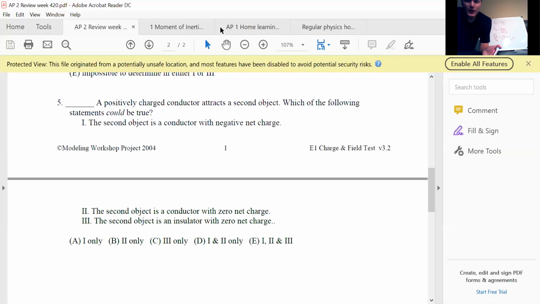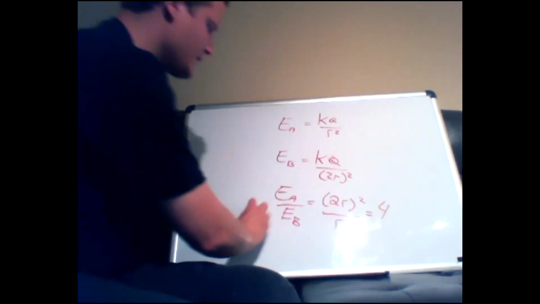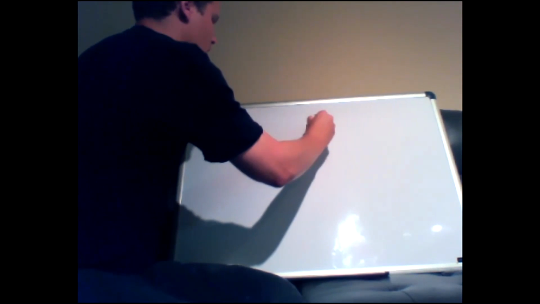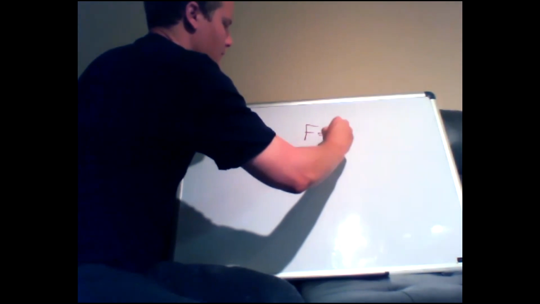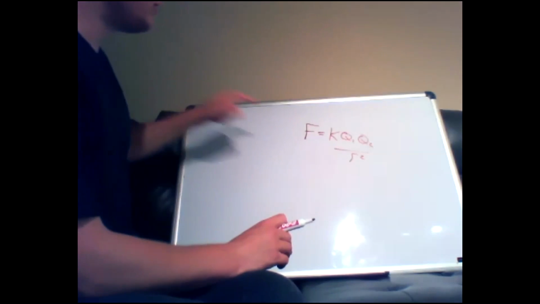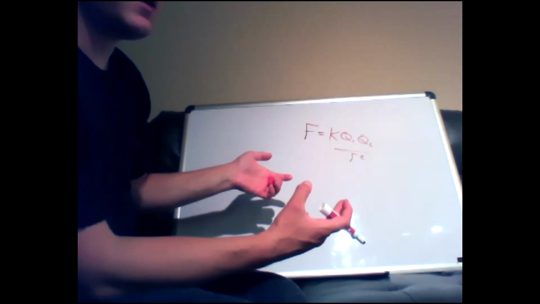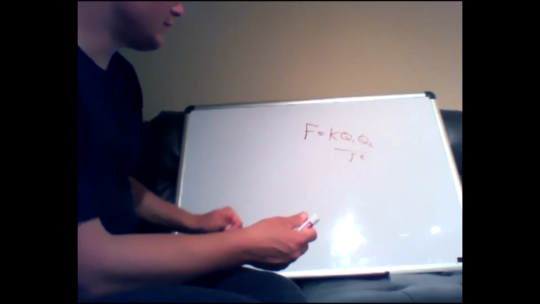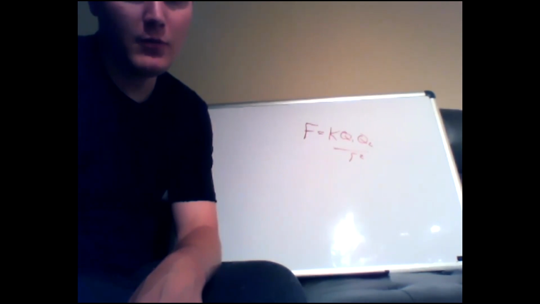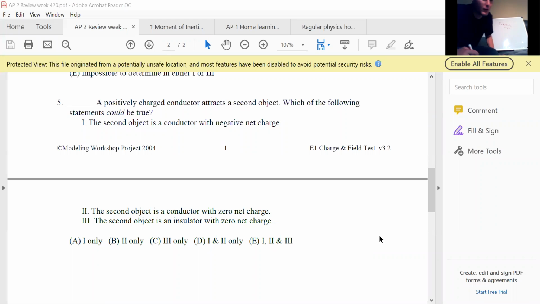Well, if something is attracted to something else, that means there's a net force acting on it. And so you could say F is equal to k Q1 Q2 over r squared. If one of the charges is 0, doesn't that mean there's no net force? Well, the answer is no, because think about what happens when we brought that negative rod towards that neutral object.